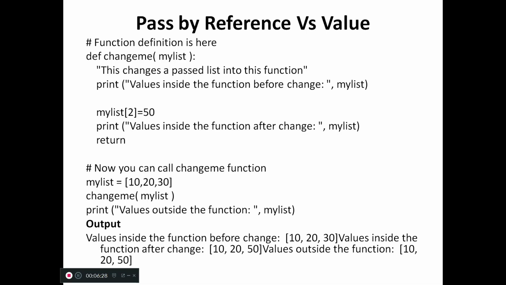Now, let's take a look at pass by reference versus value. All parameters, arguments in the Python language are passed by reference. It means if you change what a parameter refers to within a function, the change also reflects back in the calling function.